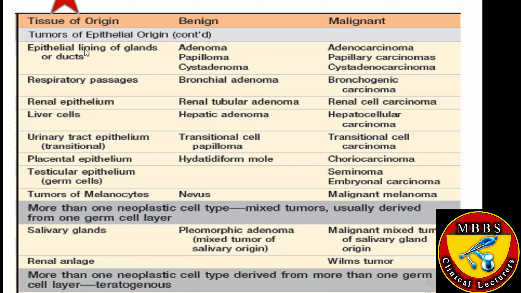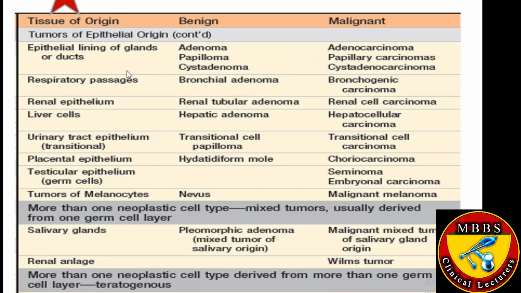Epithelial lining of gland. As I told you, whenever you hear or see a picture of a glandular architecture, then it is adenoma and adenocarcinoma. Papilloma, papillary carcinoma, cystadenoma, and cystadenocarcinoma. I will show you pictures and then you will be very clear about why they are called so.